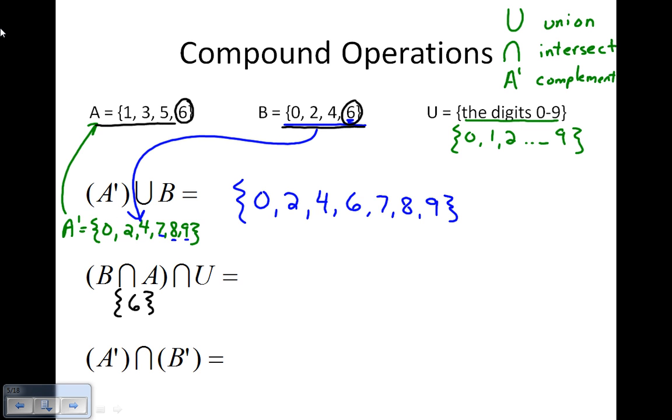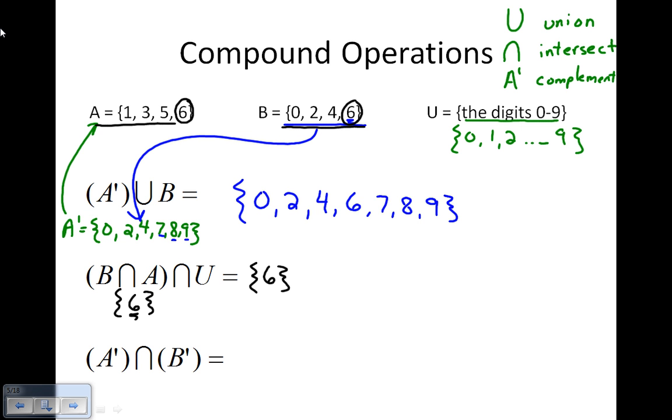Now we need to move outside the parentheses. We need to do 6 intersect U. Well, U, remember, has all the digits. The only place it could possibly intersect is the 6, and in fact it does intersect at that 6. So 6 intersect with U, the only thing that's shared is that 6.